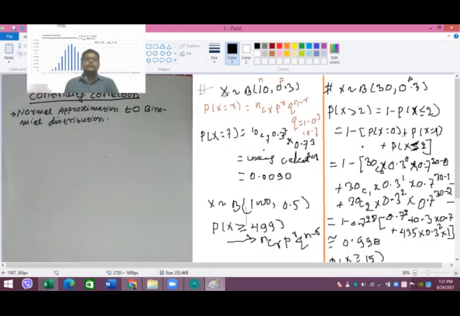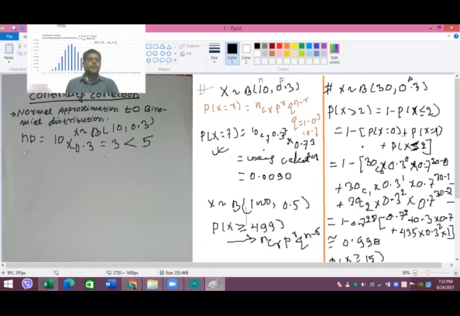Now let's check what happens if you calculate this probability based on the normal approximation here. First of all, you can see that x follows a binomial distribution with n value 10 and the probability value 0.3. So n times p is 10 times 0.3, and you can see that it is going to be equal to 3, and this is not bigger than 5, it is less than 5.